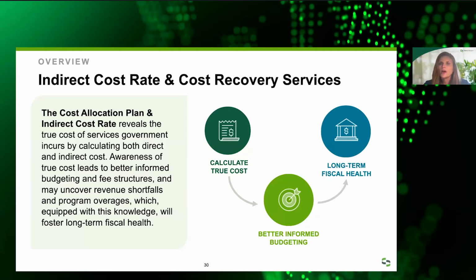So we calculate the true cost. You're better informed on what these costs are. You have longer lasting fiscal awareness of everything. By doing a cost allocation and indirect cost rate, you are setting yourself up to be successful, sustainable, and have better information. You know, talking in a generalization of grants, oftentimes we're going after the dollars because we just want to get as much as we can, not recognizing that sometimes that means we're putting ourselves at risk. Sometimes it costs more to get certain dollars than you actually get.